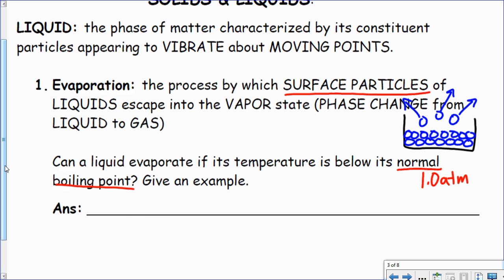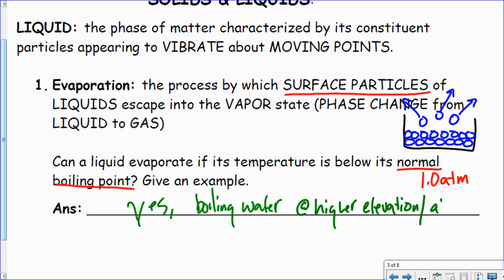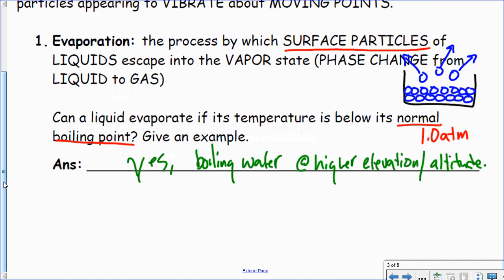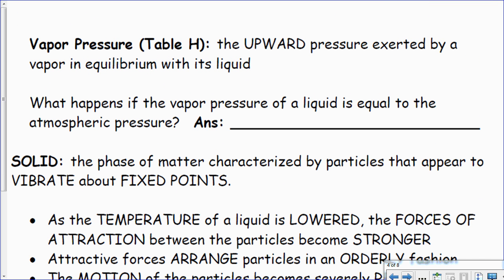So the answer is yes, if you're boiling water when you're in a plane or at a higher elevation. At higher elevation, we also call this altitude. If you've ever been on a plane and asked for a cup of coffee, it's not quite as hot as you would have wanted it if you were down on the ground buying it from a Starbucks. Because you can get liquids to boil at different pressures, and that's the whole focus of this lesson. Vapor pressure, that's Table H.